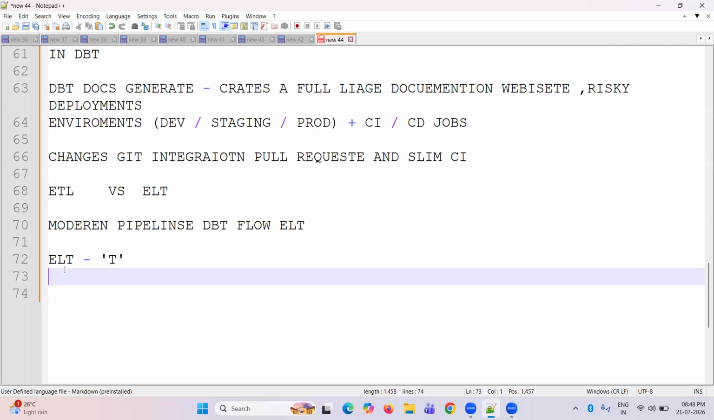Okay, but everybody says DBT is only for T. No. I faced this interview question. They asked why they call it ELT if it performs only T transformation. It means DBT also extracts and loads using seeds, only for CSV files, not other file formats. So it extracts and loads CSV into Snowflake. That's why DBT is ELT: extract, load, and transform. So the EL part is done by other tools and the T part is done by DBT.